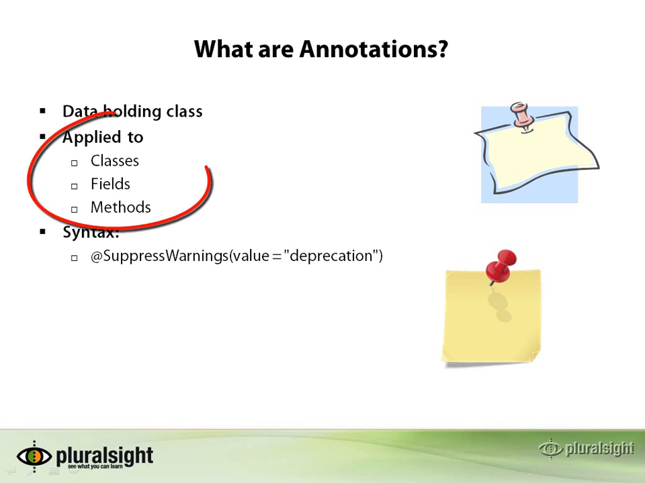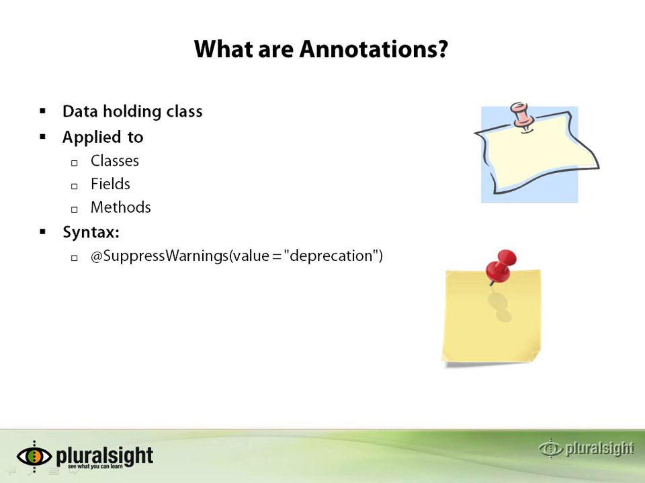They could be applied to classes, to fields, to methods, and they can even be applied at single statement levels. In general, you're going to see annotations at maybe a class level or a method level. That's probably the most common. And in order to use an annotation in Java, you're basically just going to put that annotation before the declaration of the thing that it annotates.